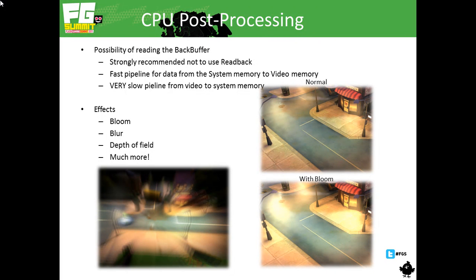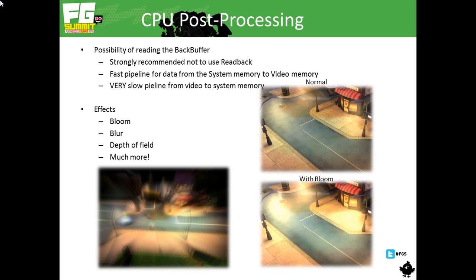And CPU post-processing effects. So in Molehill you have the possibility to take what has been rendered on the GPU, take it back to the CPU, and do stuff on it in a bitmap data. That is strongly not recommended, because the pipeline from the CPU to the GPU, from system memory to the video memory, is very fast. The pipeline for the inverse is very slow, and it can slow the whole application by doing that. It's a not recommended pipeline.